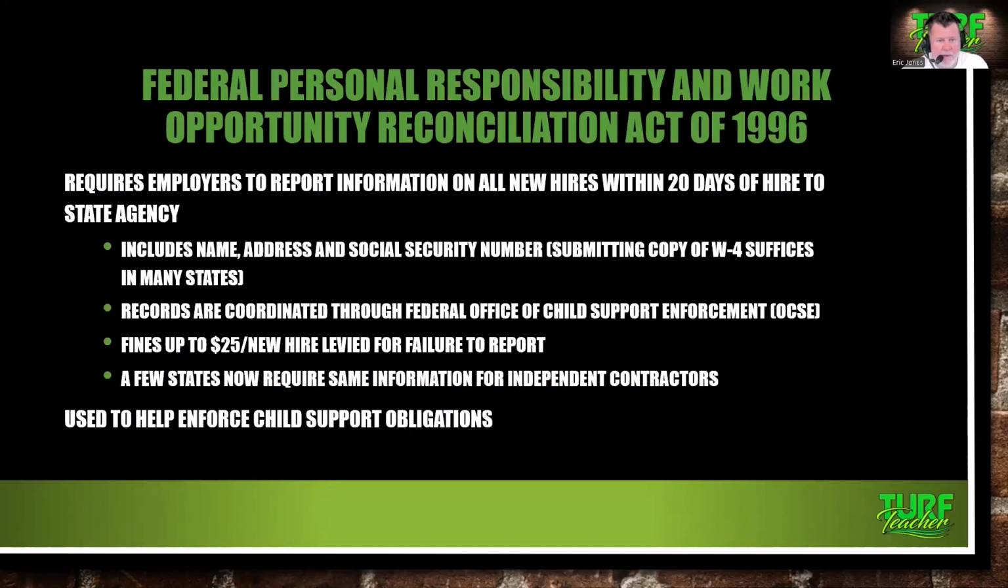The federal Personal Responsibility and Work Opportunity Reconciliation Act of 1996 requires employers to report information on all new hires within 20 days of hire to the state agency. This includes name, address, and social security number. Submitting a copy of a W-4 suffices in many states. Records are coordinated through the federal Office of Child Support Enforcement, the OCSE. Fines of up to $25 per new hire are levied for failure to report.